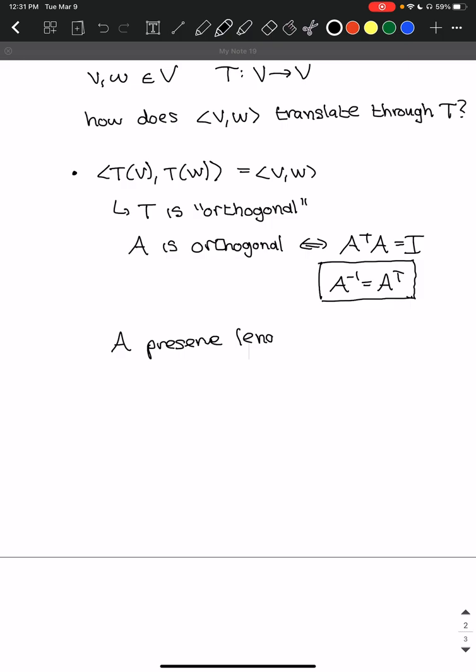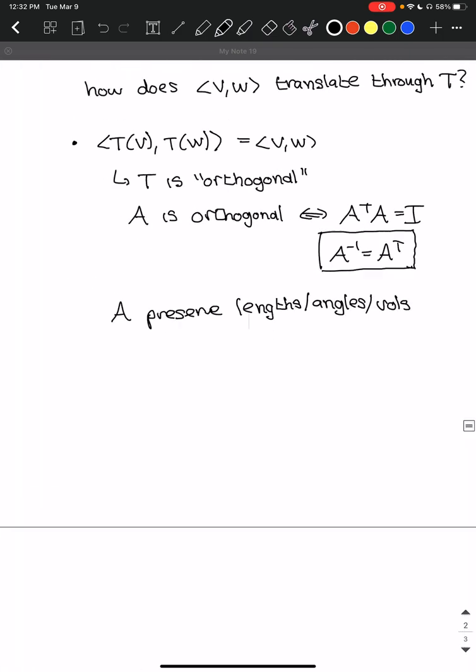And the most important geometric fact here is that the matrix A will preserve lengths, angles, and volumes. You think about it, and there's a lot in the notes about this. These correspond to rotations or reflections in the plane. And yeah, those are super helpful.